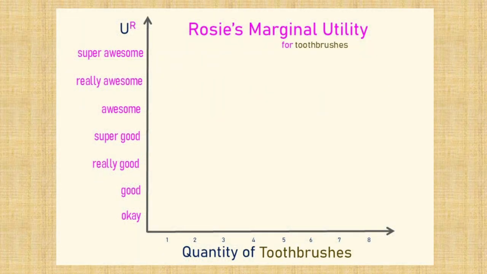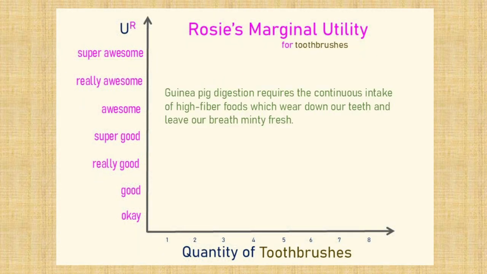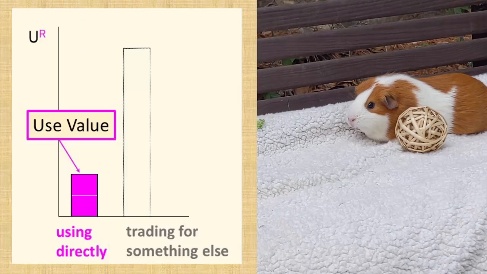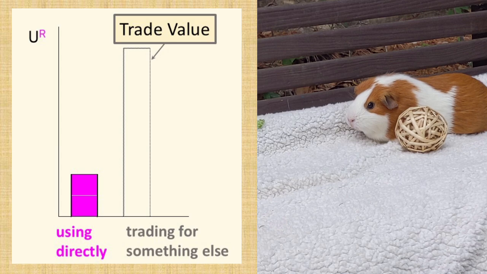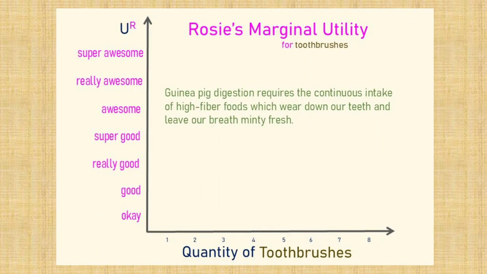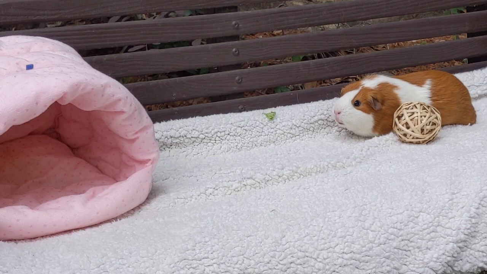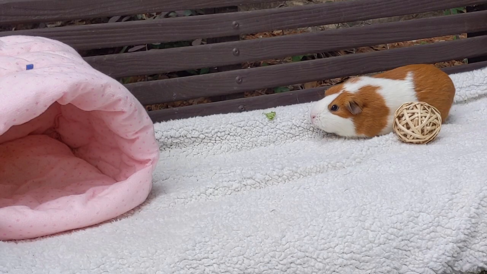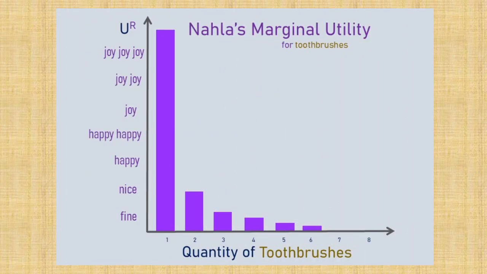Like here, she gets no utility whatsoever from a toothbrush. Not even the first one. Remember that these graphs are showing Rosie's use value, not the trade value. This is how much Rosie personally benefits from the use of one or more toothbrushes. And since we can't do anything with that, let's look at the utility her neighbor Nala gets from toothbrushes.